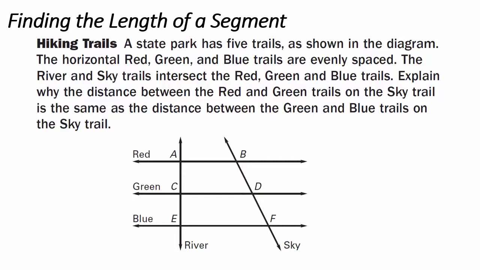Example number 4, finding the length of a segment. A state park has 5 trails as shown in the diagram. The horizontal red, green, and blue trails are evenly spaced. So this is important, it's evenly spaced. The river and sky trails intersect the red, green, and blue trails. Explain why the distance between the red and green trails on the sky trail is the same as the distance between the green and blue trails on the sky trail. So we want to explain why this length BD is equal to this length DF, knowing A to C and C to E are evenly spaced from each other.